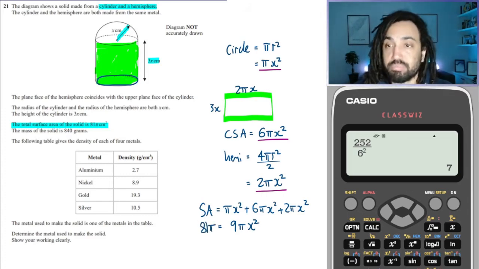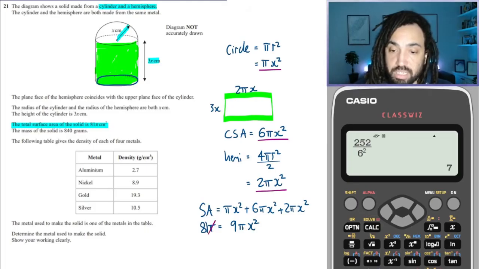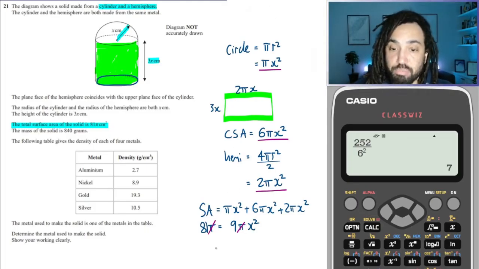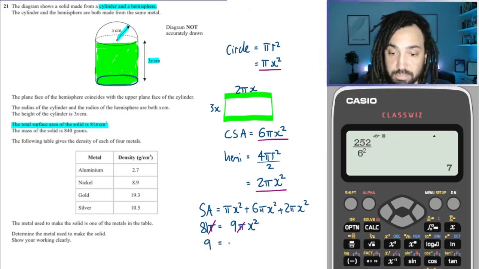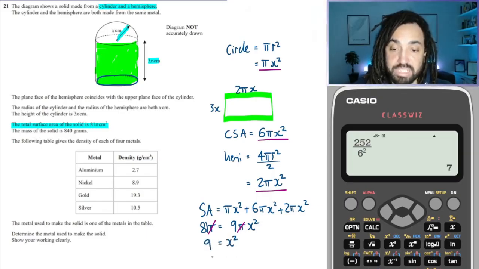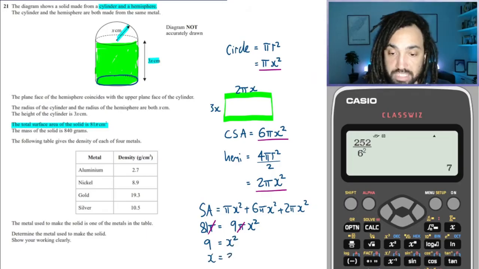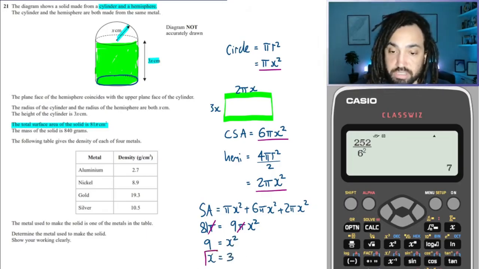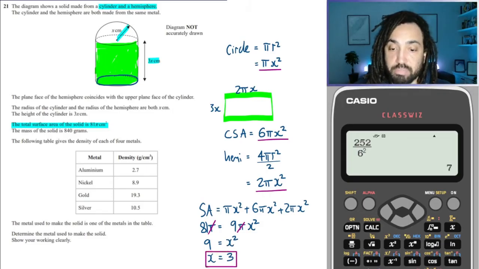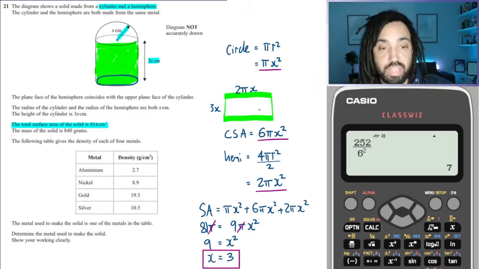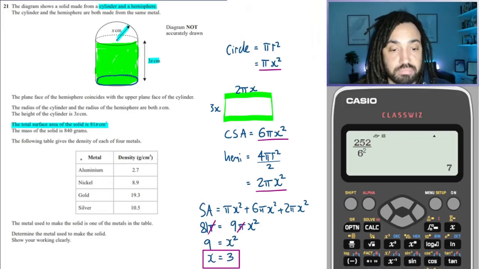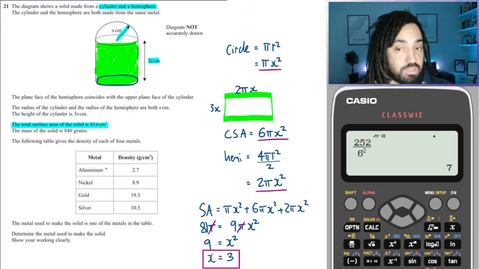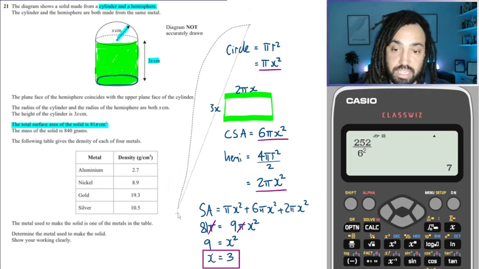Beautiful. So we can divide through by pi. We can divide through by 9 on both sides. And then we can take the square root, so we get x is equal to 3. And obviously it has to be positive because it's a distance, so it can't be minus 3. Okay, fine. That's got us somewhere, but not anywhere near an answer.